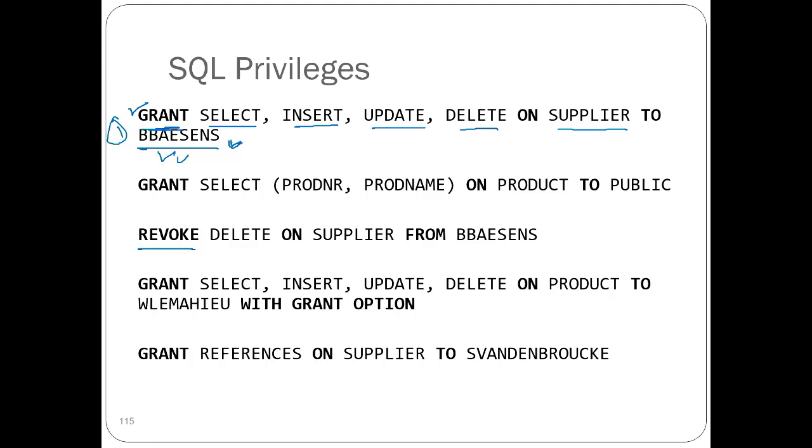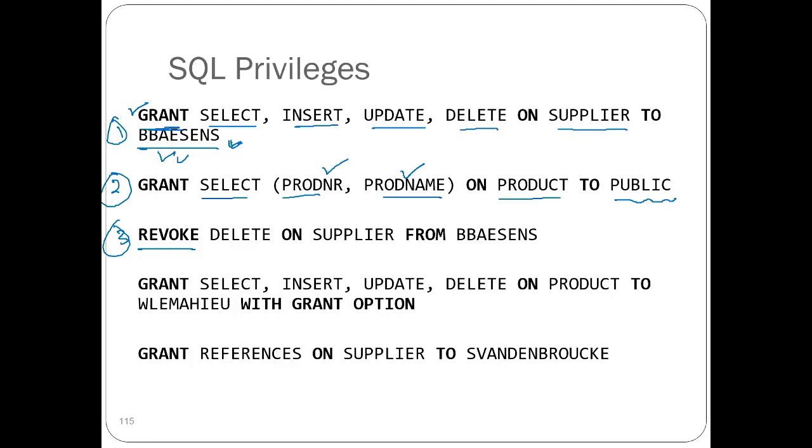Now, the second statement is even more interesting, where you are granting select on the product number and product name columns only of the table product to public. Public means a class of users, right? So for the category of public users, you are allowing them to select, that means retrieve the information from these two columns. Good.